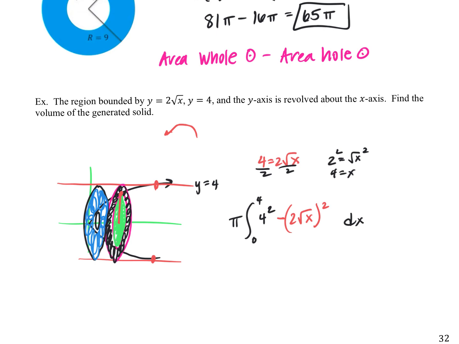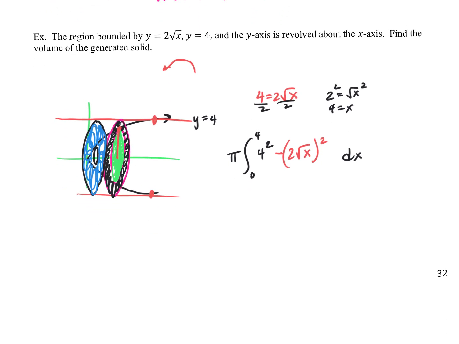Is it okay if I just wrote an extra integral for the 2 root x? Yep, you're good with that. So yours is pi times something with 4 squared, and yours is like this. Totally fine. Here's the deal: we've got to simplify this before we do anything. I'm going to simplify my top one. 16 minus 2 squared, root x squared. Beautiful.